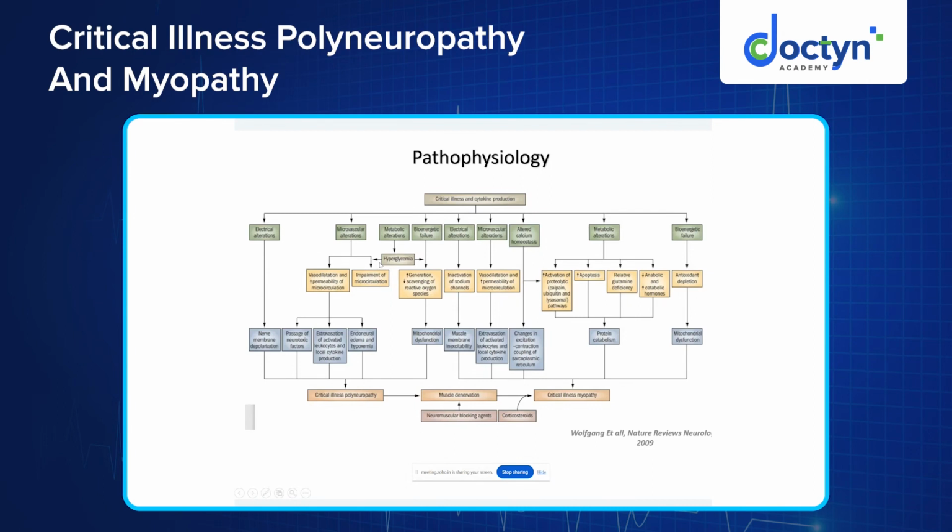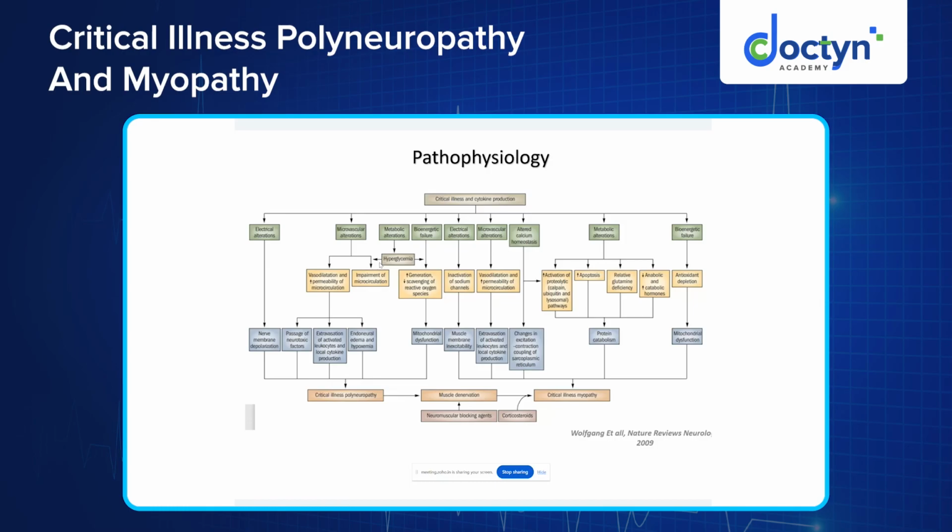What exactly happens in a case of polyneuropathy and myopathy? There is a critical illness condition, and as we all know, in critical illness there is a lot of cytokine production. We have seen this. So what exactly happens? There are electrical alterations, a lot of microvascular changes, metabolic changes, altered calcium homeostasis, and bioenergetic failure. So what are the electrical alterations?